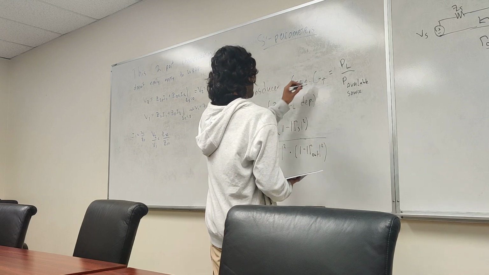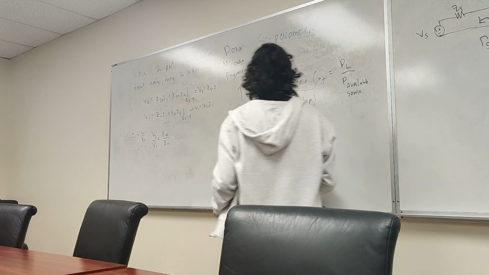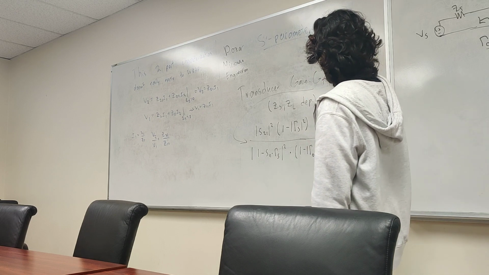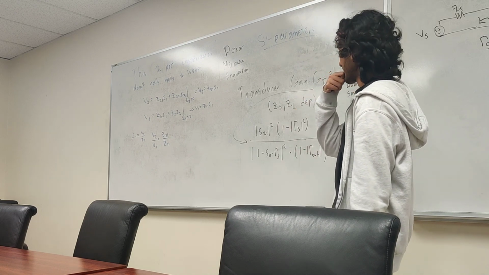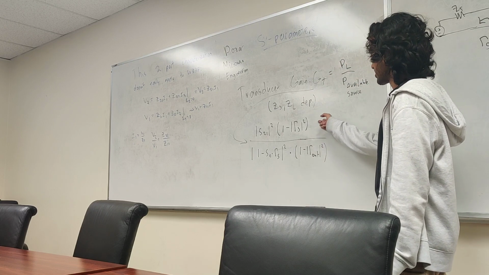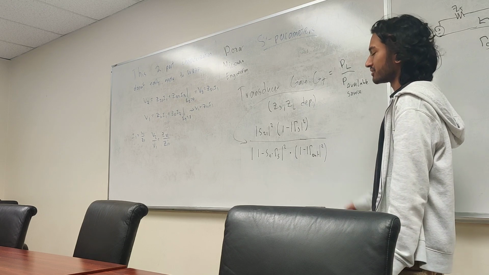This is your transducer gain. Kind of intimidating. The magnitudes just refer to the fact that these can be complex, right? Your reflection coefficients, and for all of them, and then obviously your S21 can also be complex.